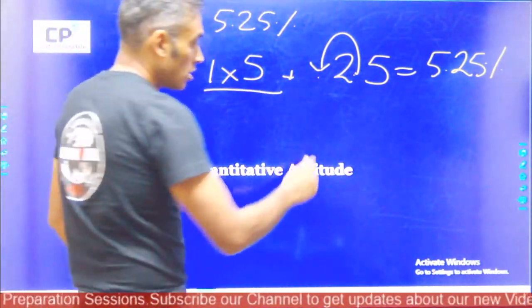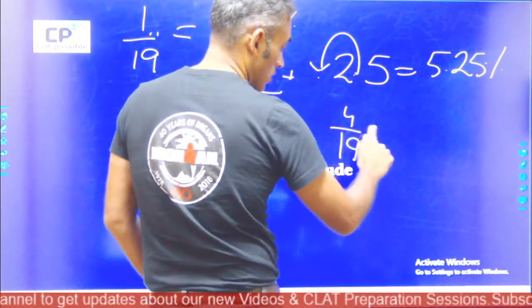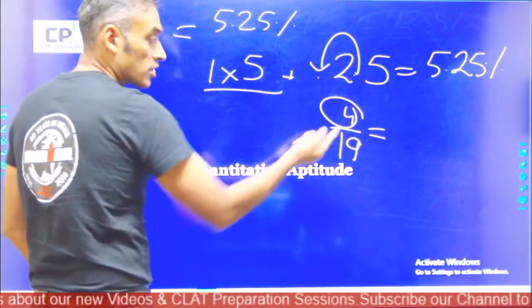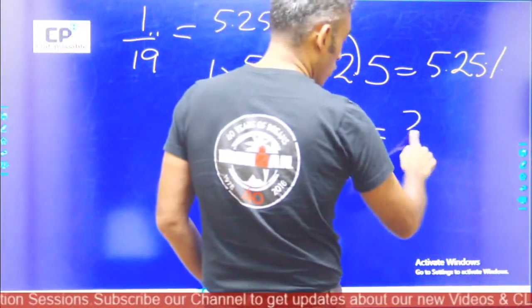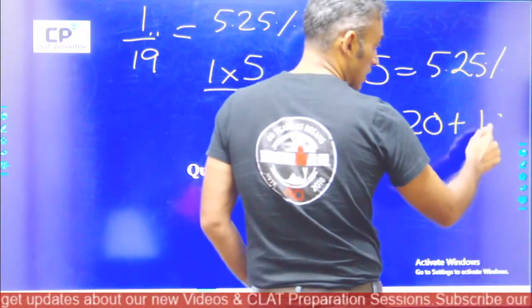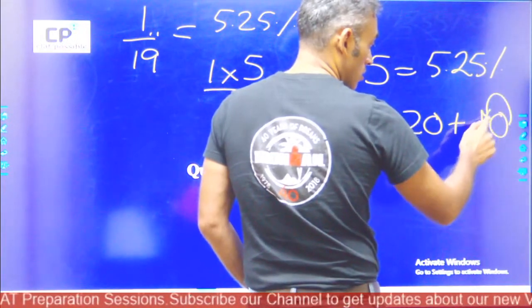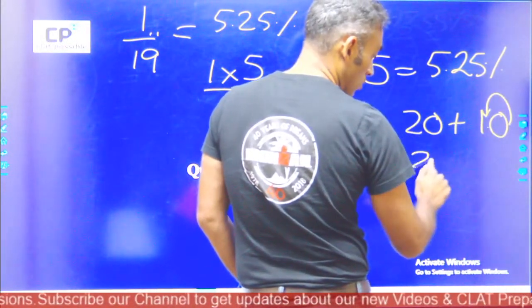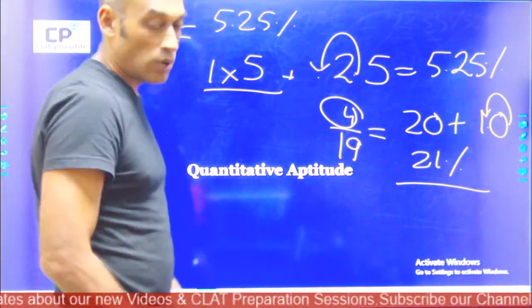Right? Let's say the number is 4 by 19. So the numerator is 4. We multiply the numerator by 5 here. So 4 into 5, 20. Half of 20 is 10. Do one decimal shift. So the number will become 21%. So this is how you will deal with 1 by 19 ratio.